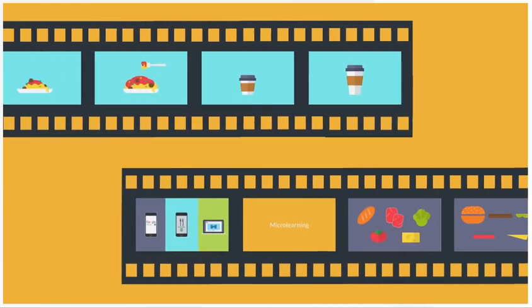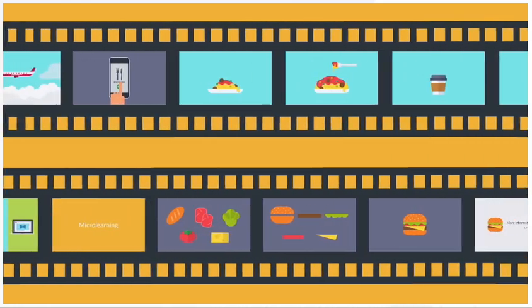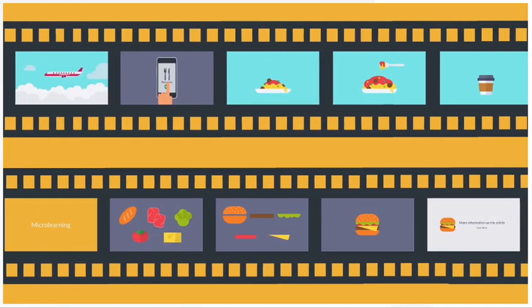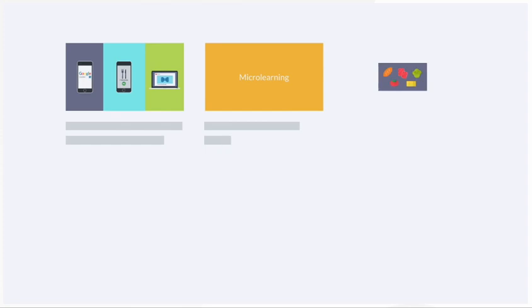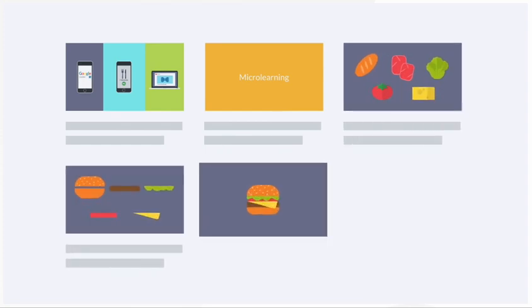A storyboard is a graphic representation of how your video will unfold, shot by shot. At first, this may seem like overkill. Do you really have to plot out each moment? Storyboarding is a crucial step in the video making process.